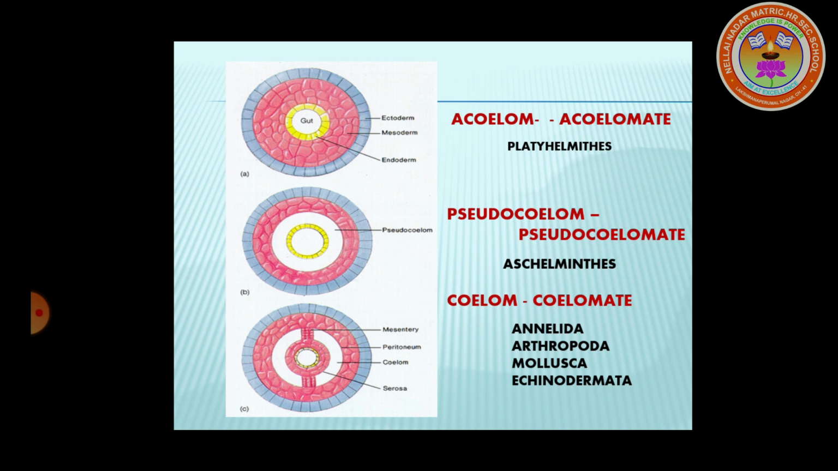Phylum Platyhelminthes, there is no coelom, that's why they are acoelomate animals. Phylum Aschelminthes come under pseudocoelomate animals because they have false coelom. Others, annelids, arthropods, mollusca, and echinodermata are called coelomate animals. They have true coelom.